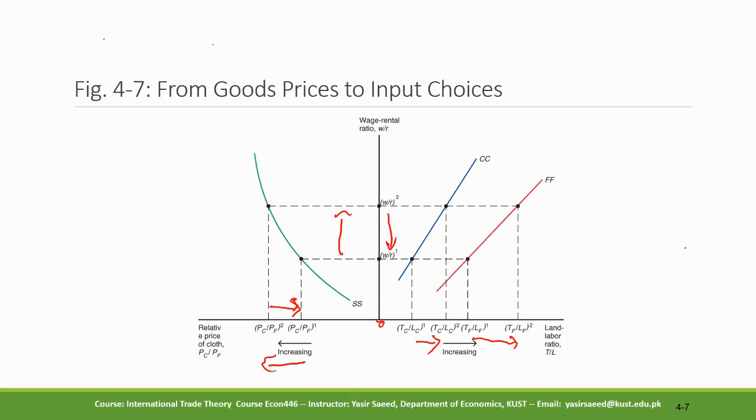And then again, when rent increases, land becomes expensive, so the usage of land in both sectors will decline. So we will move backwards in this scenario.